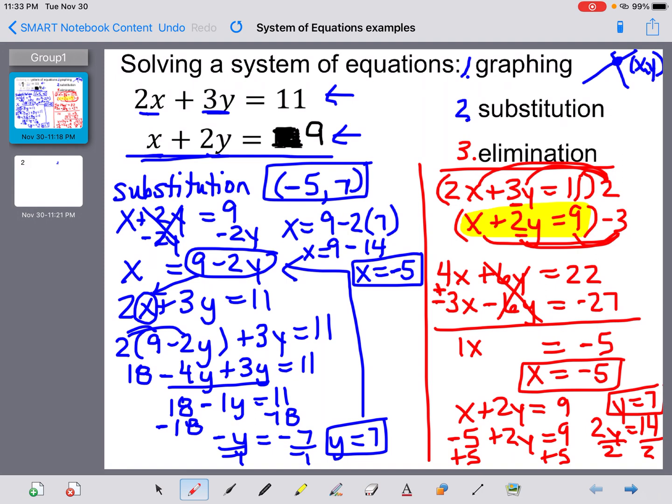And if you peek at what I got for substitution, what I got for elimination, I got the same answer. I should. It's the same system of equations. And once again, if I want to, I can write it as an ordered pair. Negative 5 is the x, 7 is the y, and there's my answers for this system of equations. Every time you have a system, you should get 2 answers if there's 2 variables. Let me know if you have any questions.